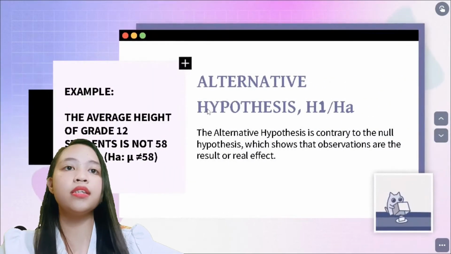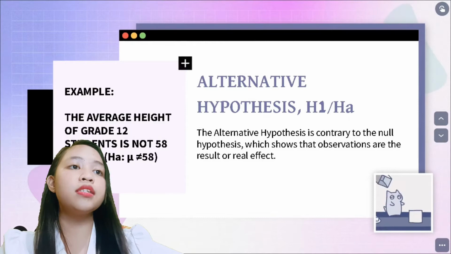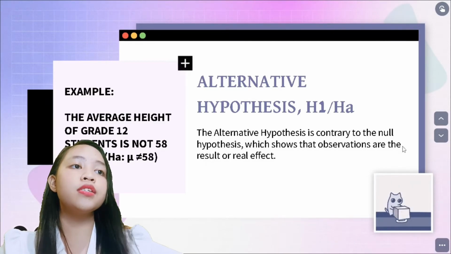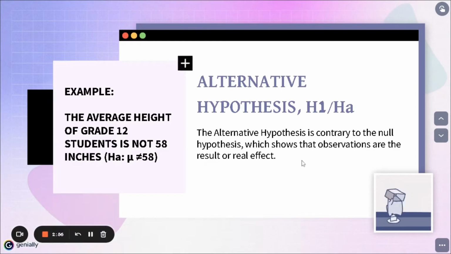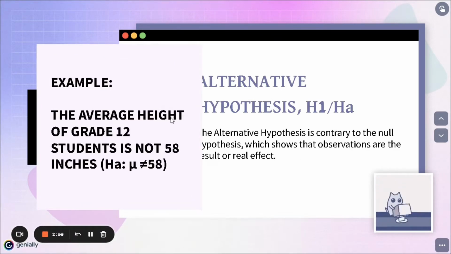Alternative hypothesis. The alternative hypothesis is contrary to the null hypothesis, which shows that observations are the result of a real effect. Example: the average height of grade 12 students is not 58 inches, so the population mean is not equal to 58.